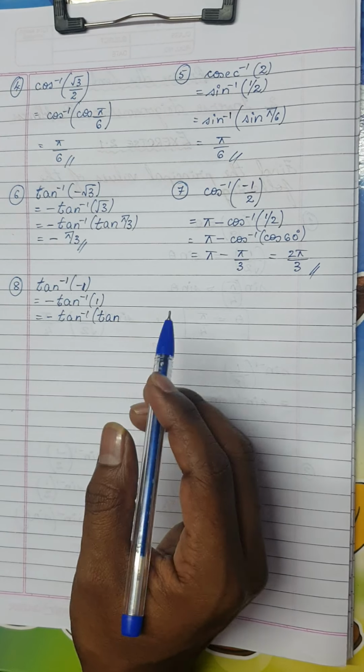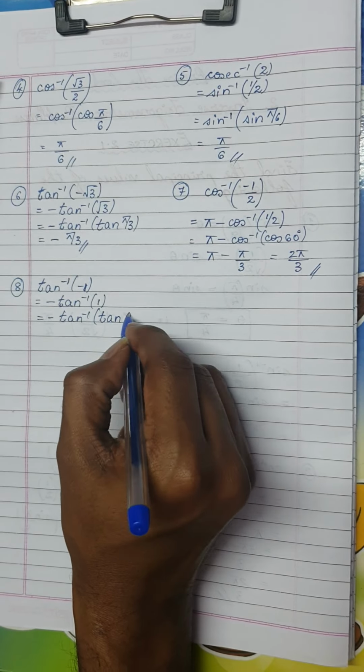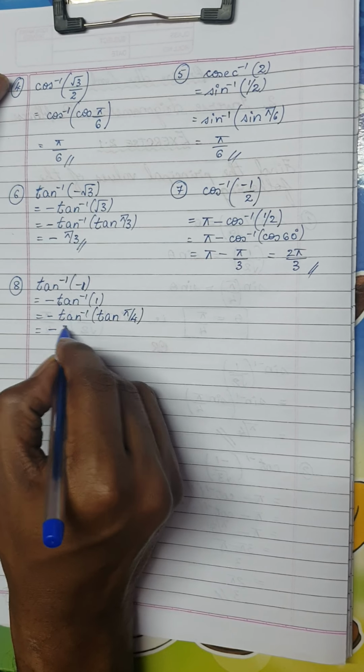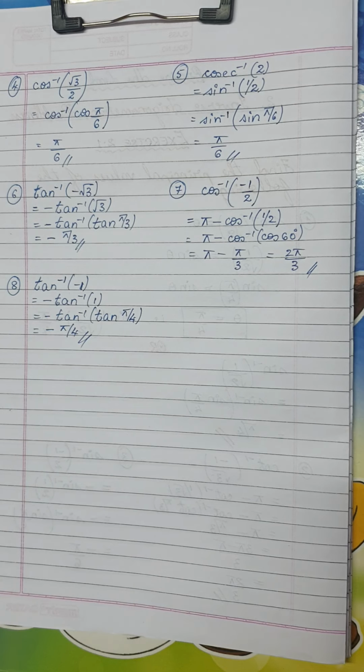You have to know these things. These should be by heart. We know tan 45 is 1, so that is tan pi by 4. Now tan inverse and tan will be cancelled because this is in my range, so this becomes minus pi by 4. So this is the principal value.